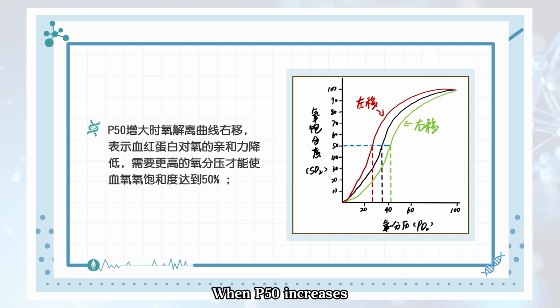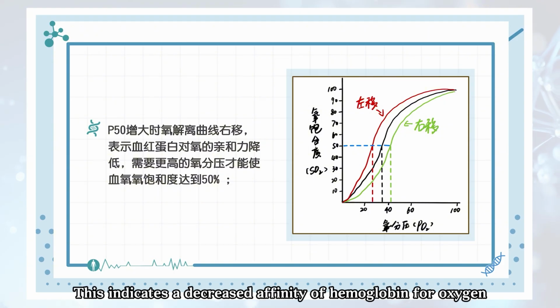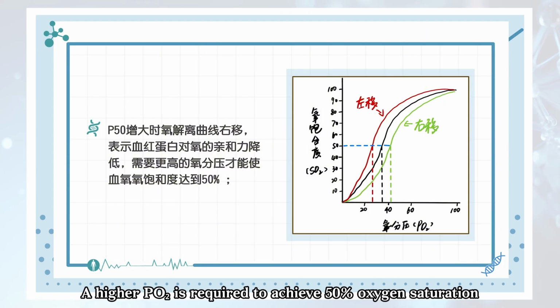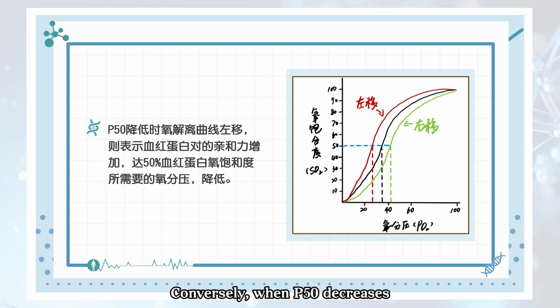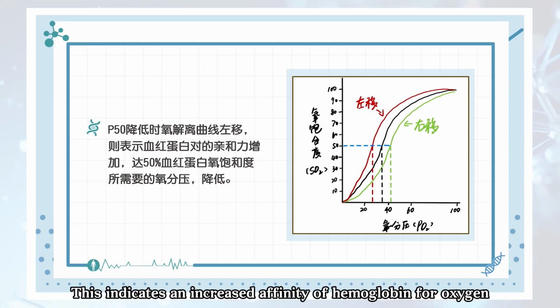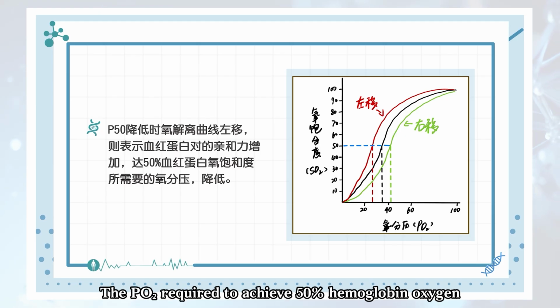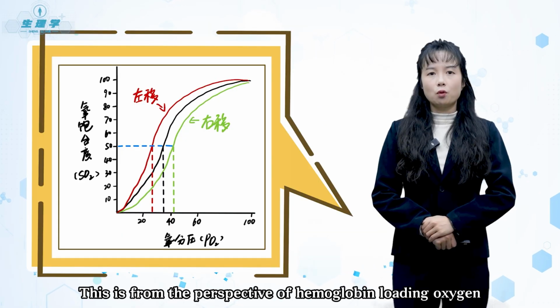When P50 increases, the oxygen dissociation curve shifts to the right. This indicates a decreased affinity of hemoglobin for oxygen. A higher PO2 is required to achieve 50% oxygen saturation. Conversely, when P50 decreases, the curve shifts to the left. This indicates an increased affinity of hemoglobin for oxygen. The PO2 required to achieve 50% hemoglobin oxygen saturation is lower. This is from the perspective of hemoglobin loading oxygen in the lungs.